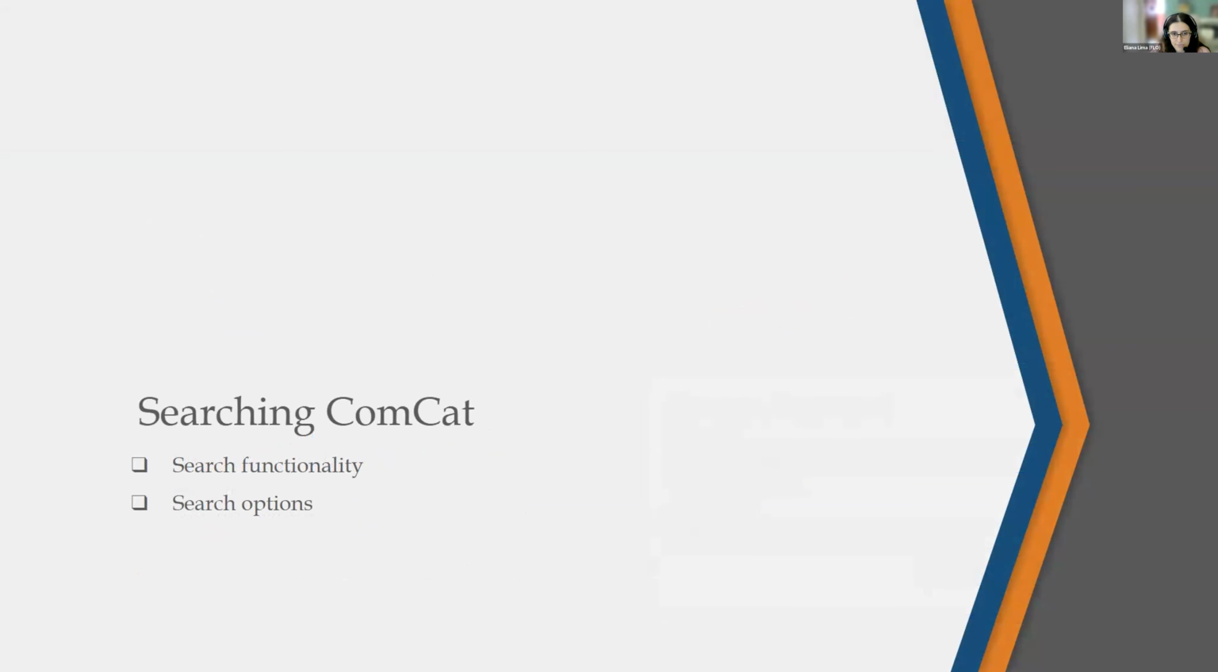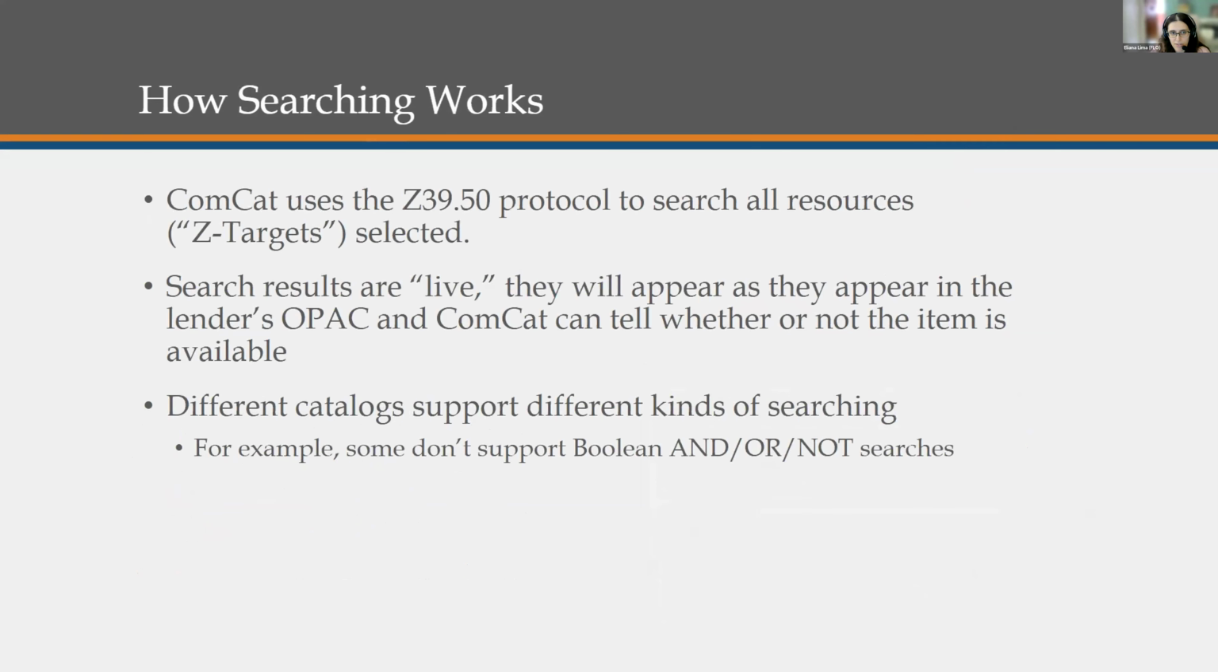Okay, let's talk about searching a little bit. This is super important. ComCat is a live catalog, a live virtual catalog, I should say. It's not a union catalog. So we are not taking your records and loading them into ComCat. That would be crazy with 500 libraries.